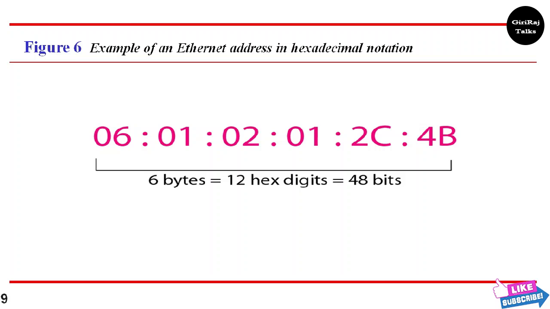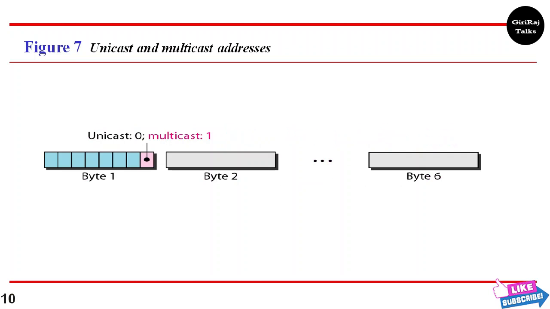See, the example of the Ethernet address in hexadecimal notation: 06:01:01:02:01:2C:4B. See, 6 bytes, how it has divided. 6 bytes equal to 12 hexadecimal digits equal to 48 bits. So, like that it will be divided. See, unicast, multicast and broadcast addresses.